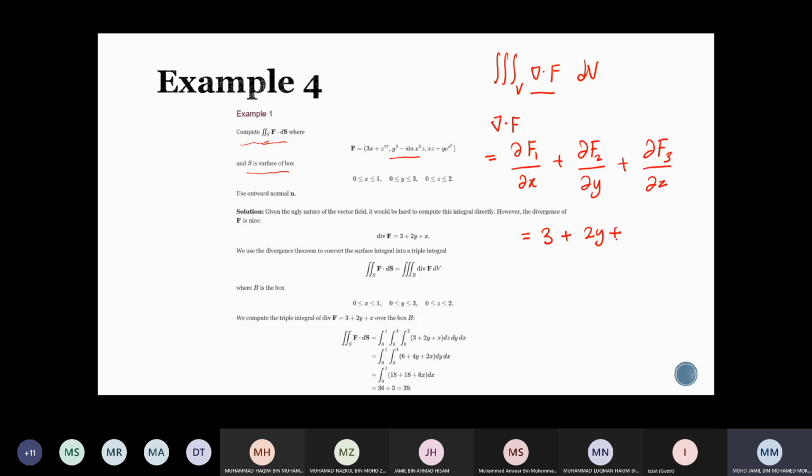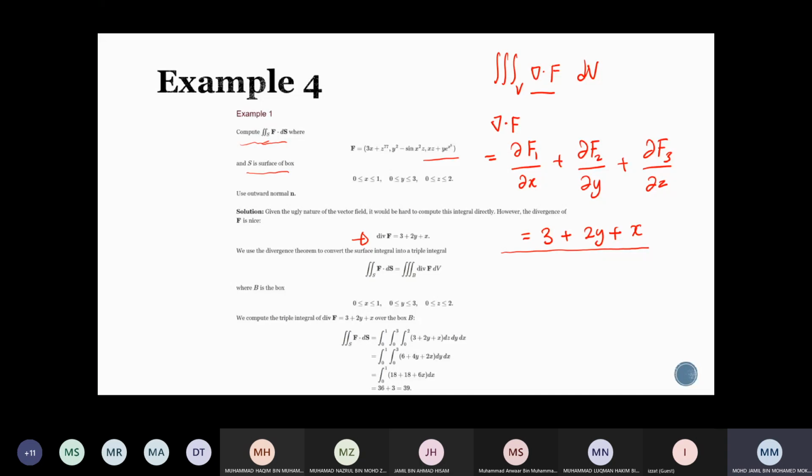And then lastly, del f3 del z. So you look at f3. Here you have x times z. Differentiate this, treating x as a constant, so you get x. And then lastly, plus y e to the power of x to the power of 5. All of these are constants because there is no z here, and differentiating a constant gives 0. So you end up with the divergence of F equal to 3 plus 2y plus z plus x. So this is the divergence of F.